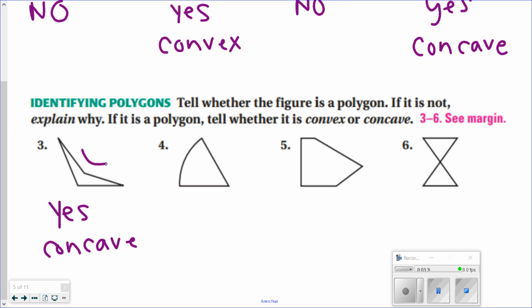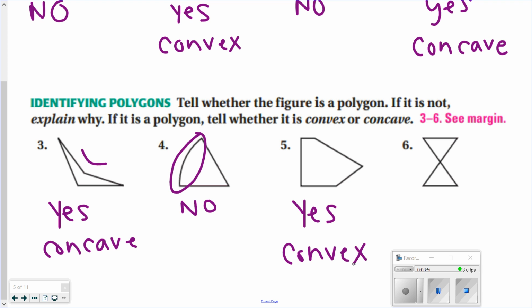Number 4, is it a polygon? No, because of this curvature here. 5, is it a polygon? Yes. And what type? It would be convex. And then finally, is this a polygon? The answer is no. The reason being is that those segments end up colliding, crashing, going through each other, and polygons cannot have that.